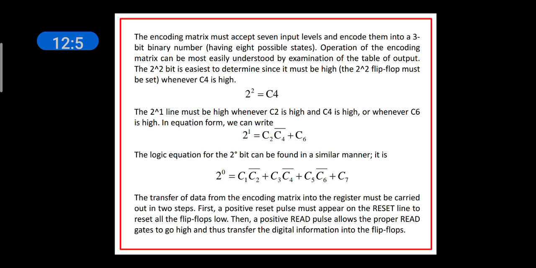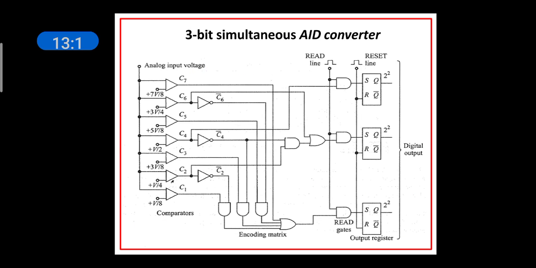So you can write 2 power 2 is equal to C4. 2 power 1 is equal to C6 plus C2, C4 bar. 2 power 0 is equal to C7 plus C1, C2 bar plus C3, C4 bar plus C5, C6 bar. For these expressions, we have to construct the coding network.